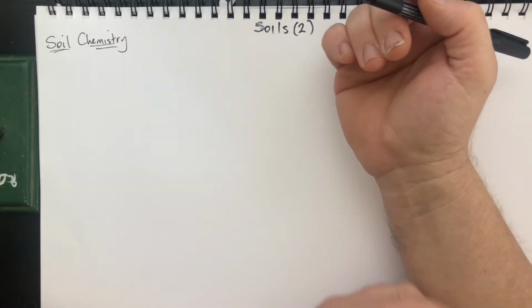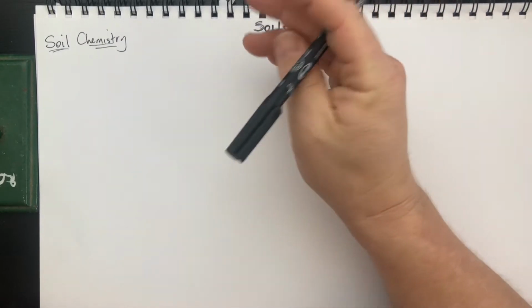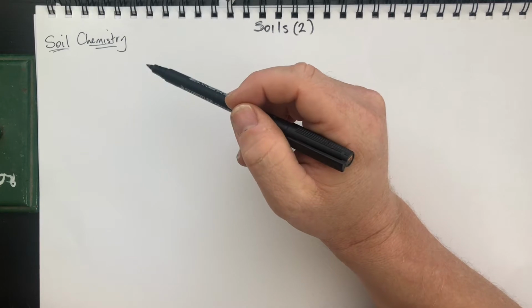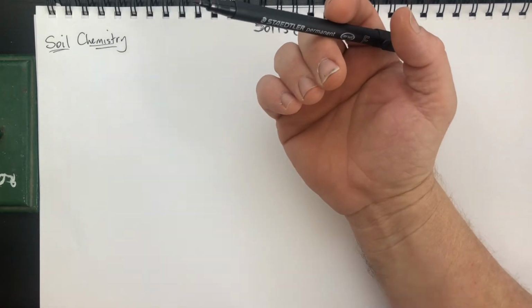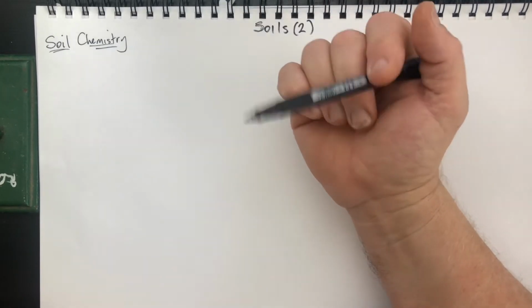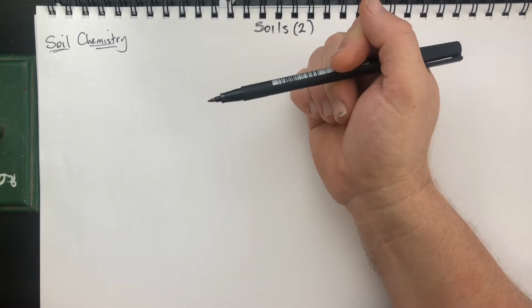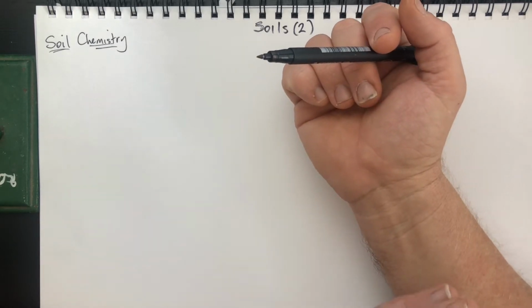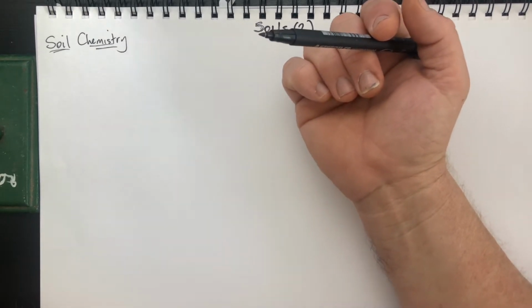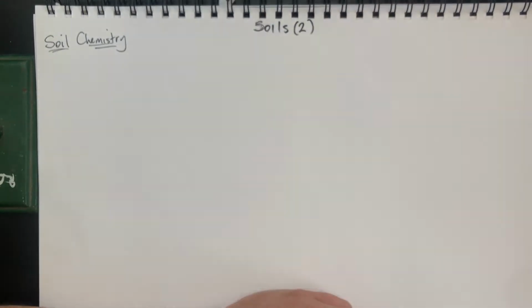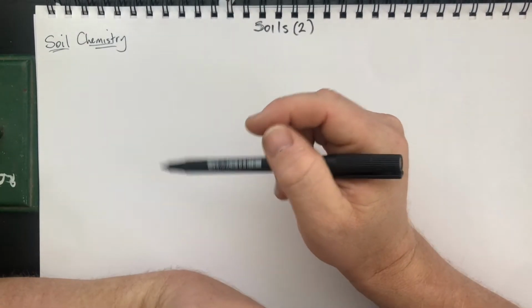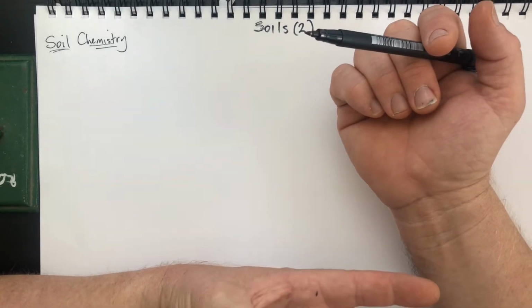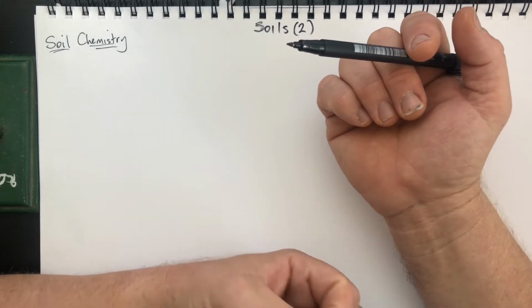G'day everyone, this is lesson 2 in our series on soils, and today we're looking at soil chemistry. There are 4 parts of soil chemistry that we're going to look at, and really we're now getting down to the nitty gritty about the components of soil and how they all react with each other. A lot of these properties of soil all come from the original rock or source material.